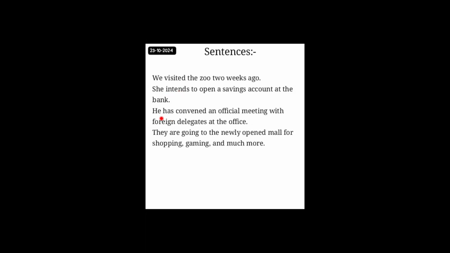Okay, next see, he has convened an official meeting with foreign delegates at the office. Okay, so you're saying convened, he has an official meeting with foreign delegates. Okay, so you can use this sentence. Whenever your husband is in the office, you can say he has a meeting at the office or whatever. Okay, official meeting or anything as such. You can use this kind of sentence.